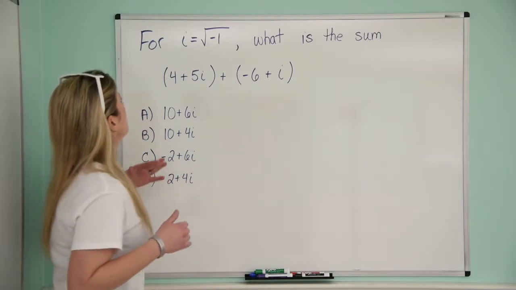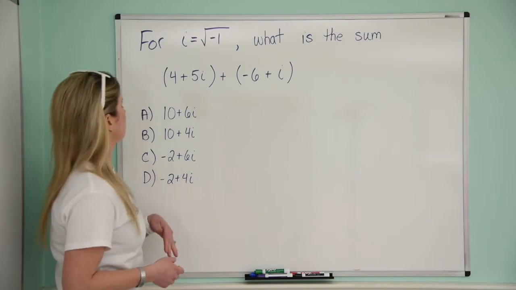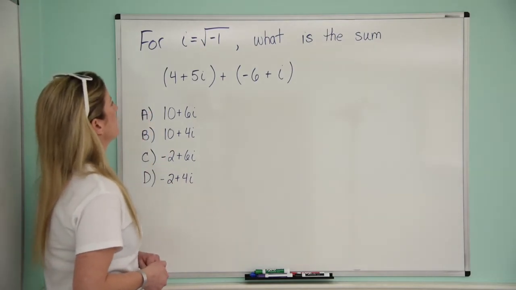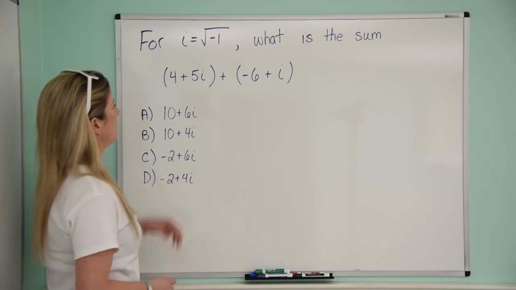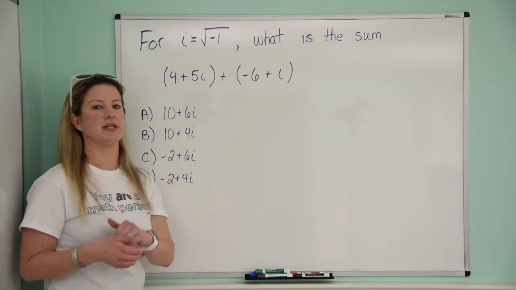All right, so this is another SAT question, with your A, B, C, D answer choices. For i equals the square root of -1, what is the sum of 4 plus 5i plus the quantity -6 plus i?